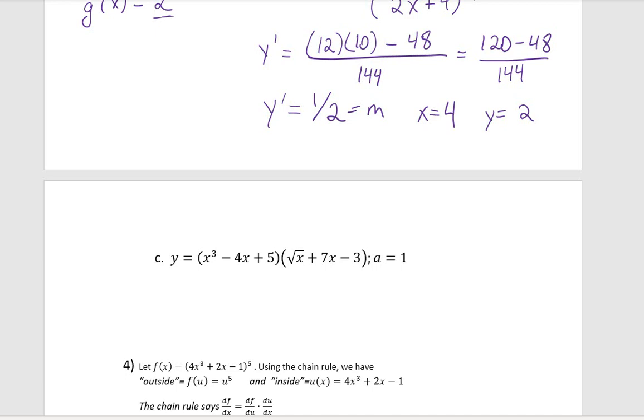Alright, let's see if I can squeeze this in here. So we're going to have 2 equals 1/2 times 4 plus b, which means that my b has to equal 0. So our equation is going to be y equals 1/2 x.